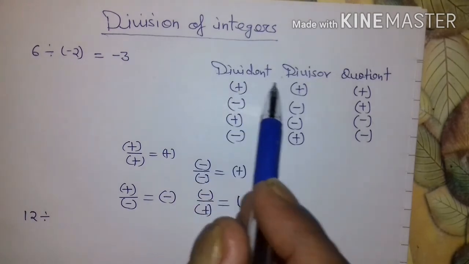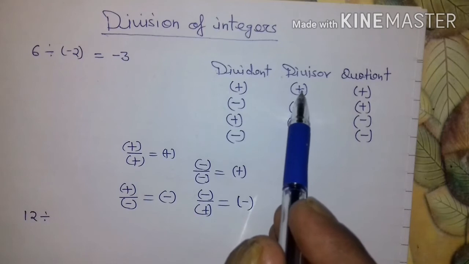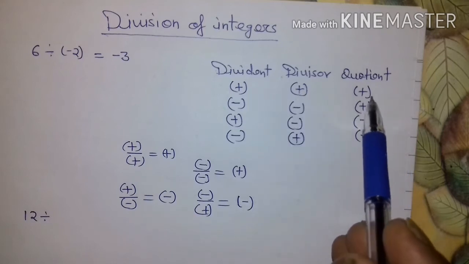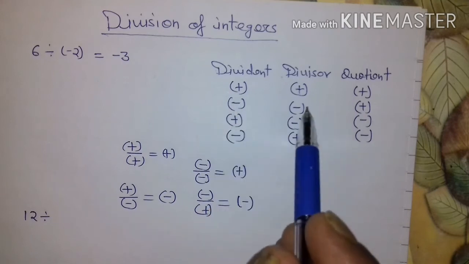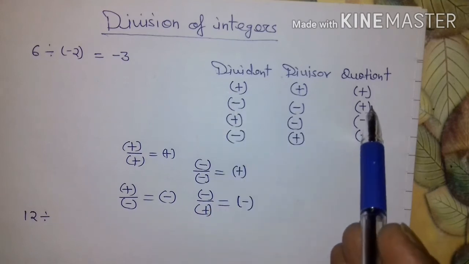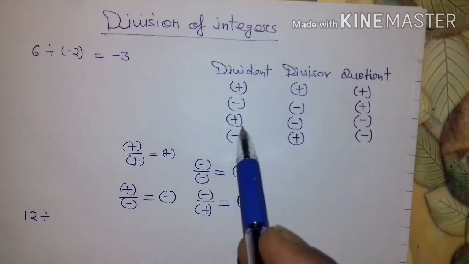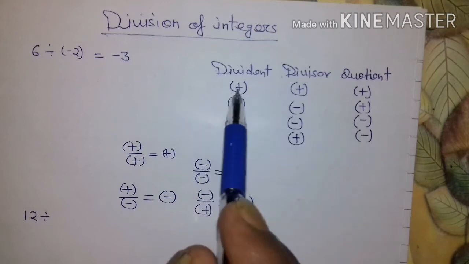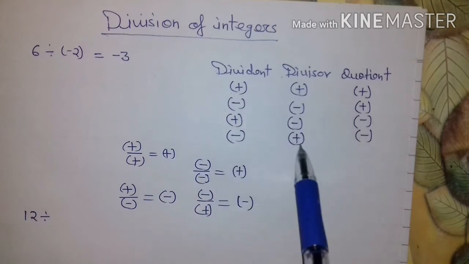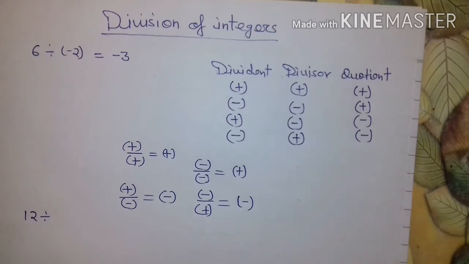If the dividend is positive and the divisor is also positive, then the quotient will be positive. If the dividend is negative and the divisor is negative, then the quotient is positive. If the dividend is positive and the divisor is negative, then the quotient will be negative. And if the dividend is negative and the divisor is positive, then the quotient will be negative.